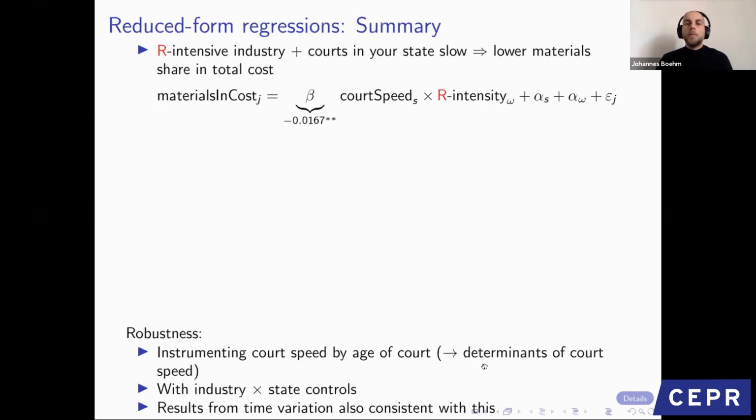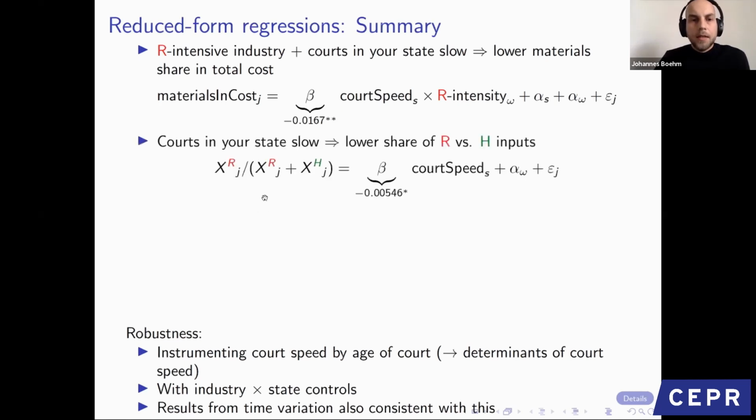But also if you use an instrumental variable for the court speed, which is coming from the age of the court. So in India, because of the history of the court system, court speed is very strongly associated with how new the court is. The newer courts are much faster because they started with a clean slate of cases. So the age of the court is a very strong driver of the speed of the court. We are also having a lot of regressions where we have other industry and state controls and interactions of the two and so on. The second regression that we look at is we look at the mix of intermediate inputs.